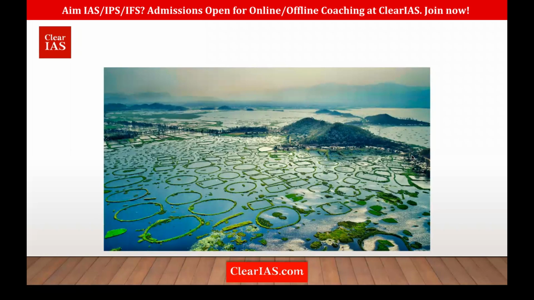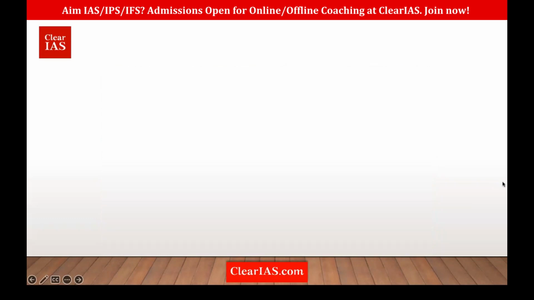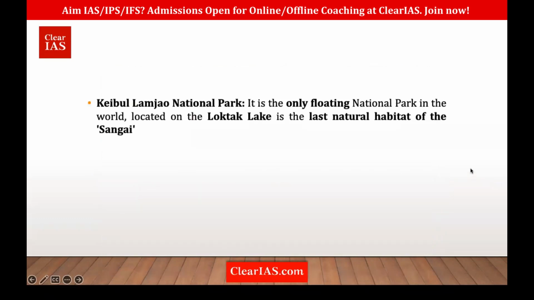This is Loktak Lake, and you can see the floating vegetation here, right? All of this is the floating vegetation called Fumdis in Loktak Lake. And on top of this, you will have the Sangai deer population. Yes, so that is the Sangai deer. So we'll see what this Loktak Lake is.